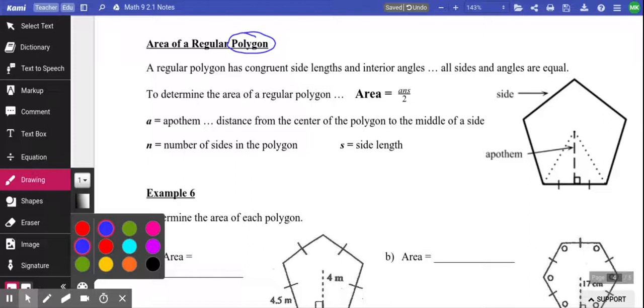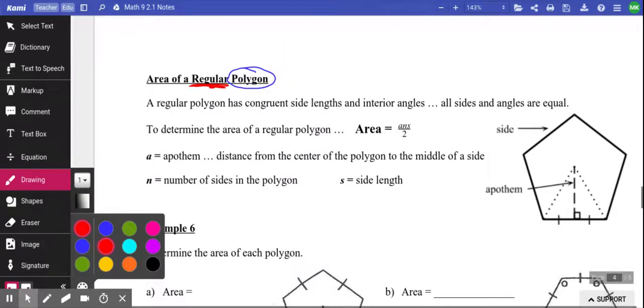This formula only works if it's a regular polygon. Regular means that all sides are the same. That's what's important. You have to have all sides the same and it makes some sort of shape. We're going to learn a bunch of them, so I'll give you a picture with a bunch of them that we'll look at. But realistically, you just need to be able to identify lots of sides. Every side's the same. That's a regular polygon.